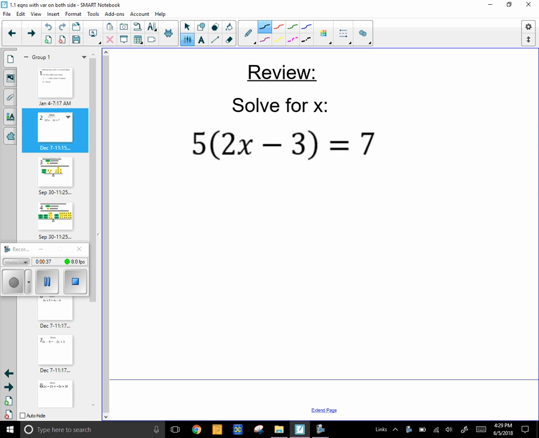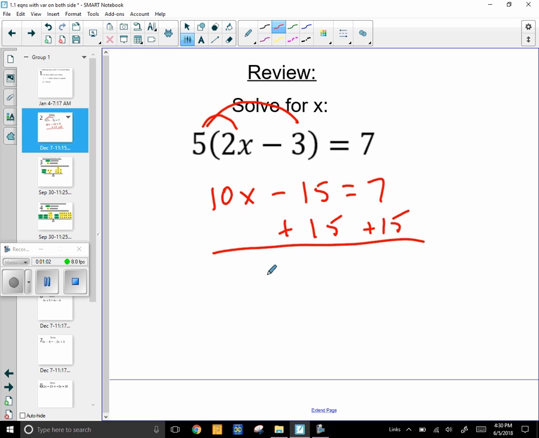All right, if you're back, hopefully you were able to make some progress on your own, but if not, this is a quick review. To distribute, you're going to multiply 5 times both of these expressions inside the parentheses like that. And then to solve this equation, hopefully you remember that you're going to add 15 to both sides first, and then divide by 10.